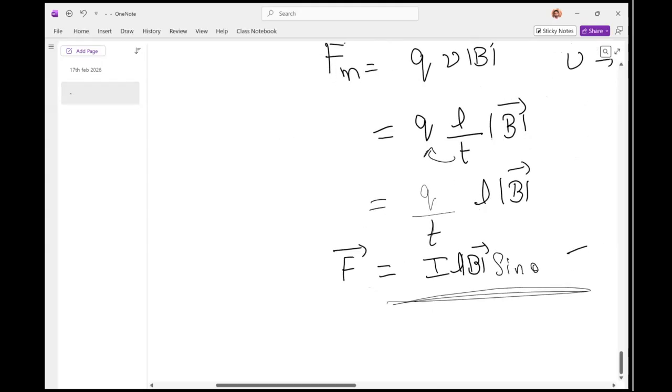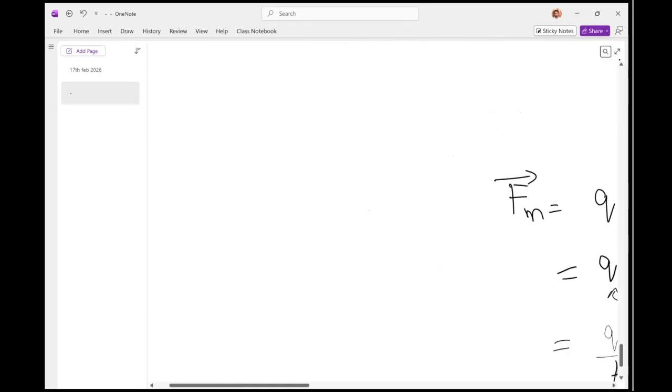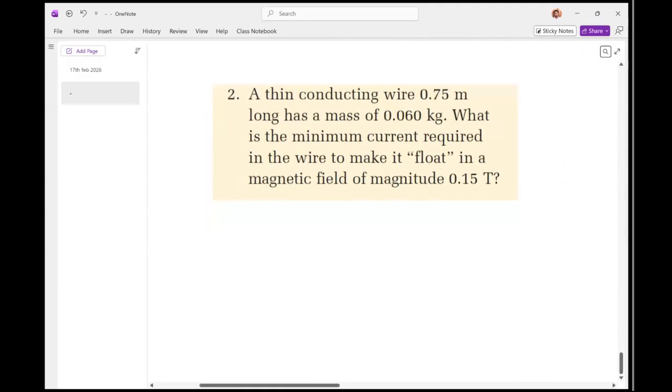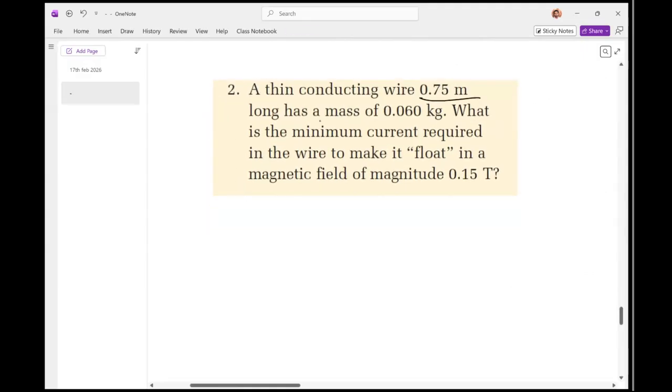Again, one more time, if the angle is given to you, then you will use the sine theta. If the angle is not given to you, you won't use the sine theta. Now let's look into this question. A thin conducting wire of 0.75 meter long has a mass of this much. What is the minimum current? So current is being asked.